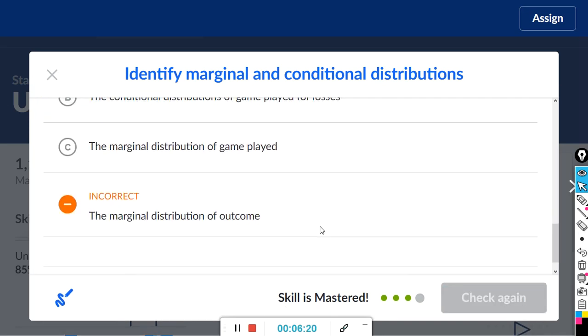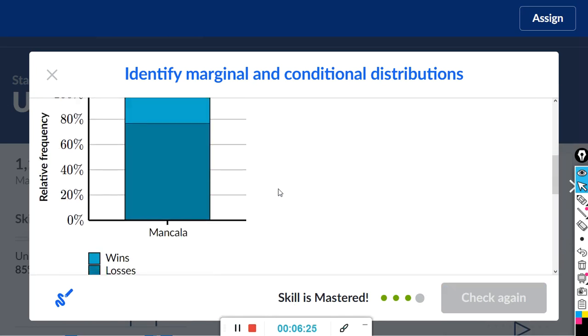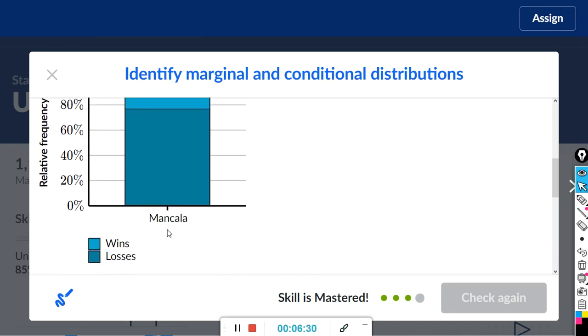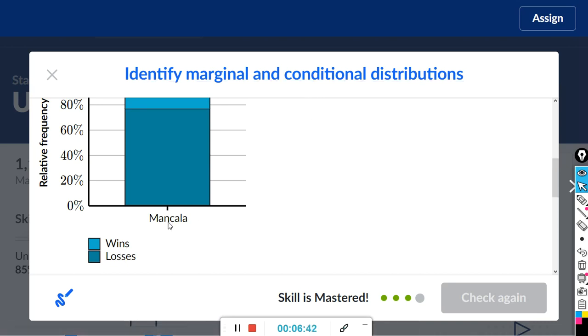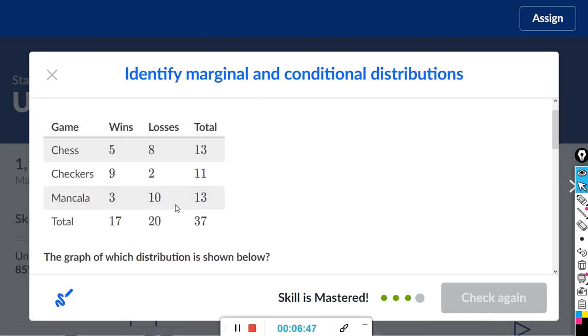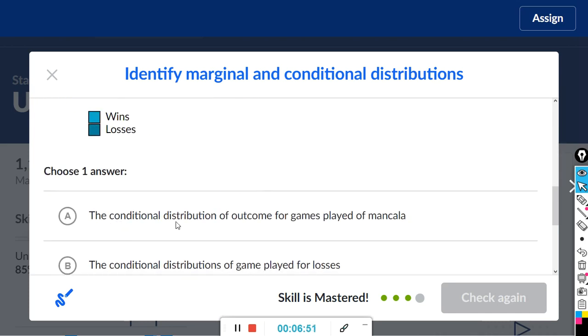I made a mistake. I picked the wrong answer, and here's why. I did not look at this carefully enough. These are the wins and losses for one specific game, Mancala. I didn't see that at first. I thought it was just wins and losses overall. So this is definitely conditional, because it depends on this condition, that it's the game of Mancala. So it's the conditional distribution for Mancala. That's answer A, conditional distribution of outcome for Mancala.